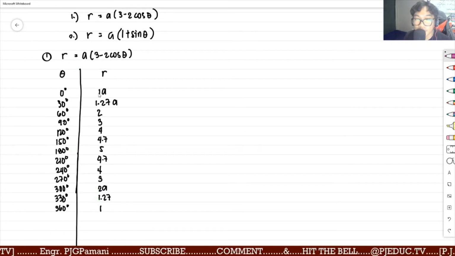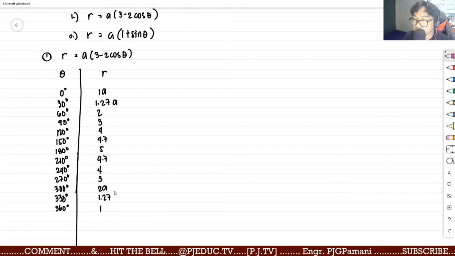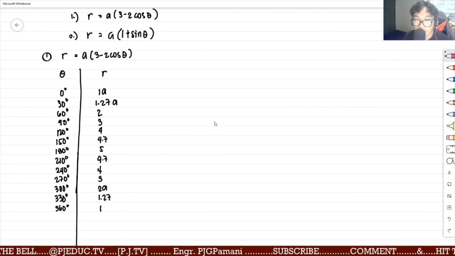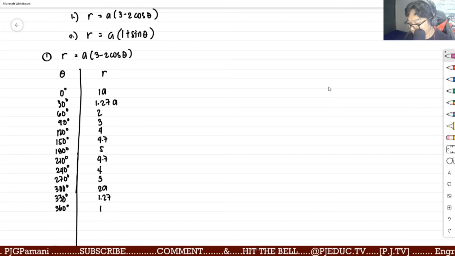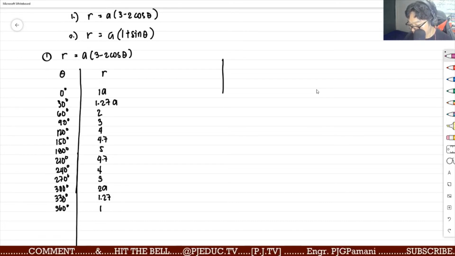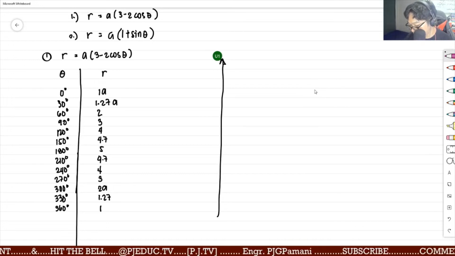So mapapansin ninyo from 0 to 180 and 180 to 360, parehas lang yung value nila. So, identical sila from 0 to 180. Parehas lang yung ating figure from the top Cartesian plane and the bottom Cartesian plane.